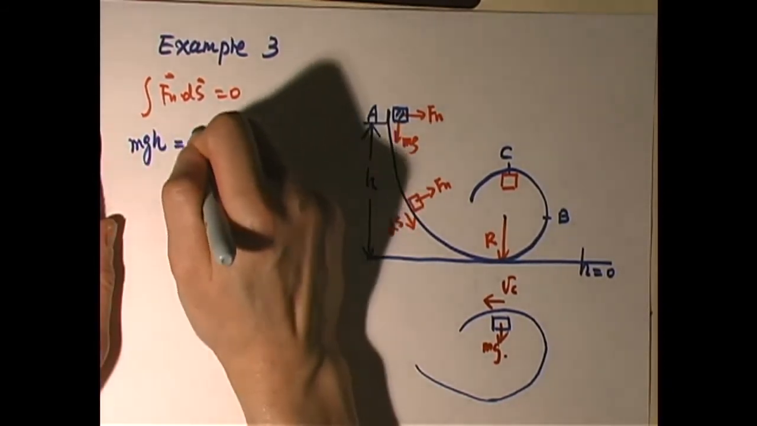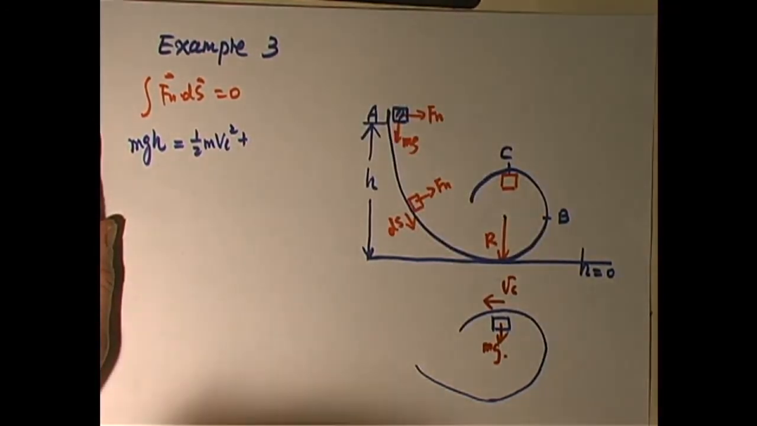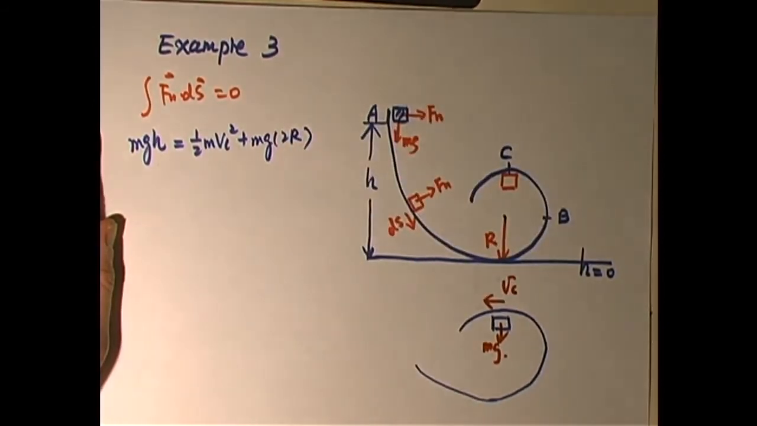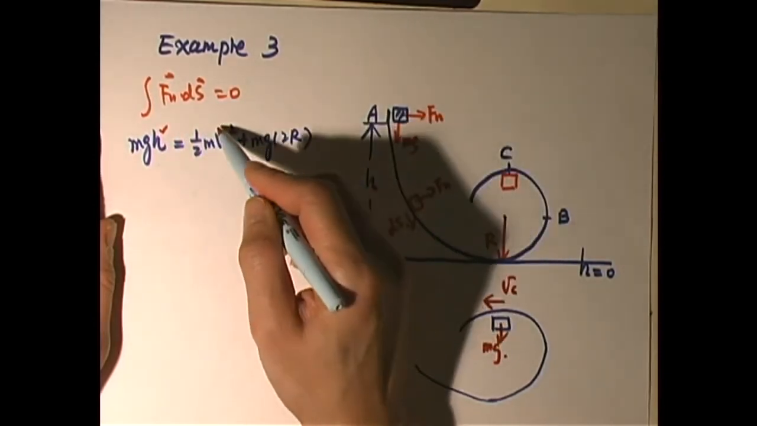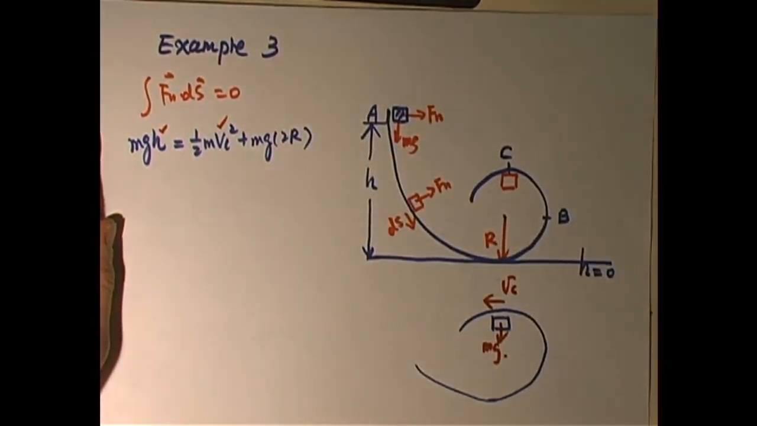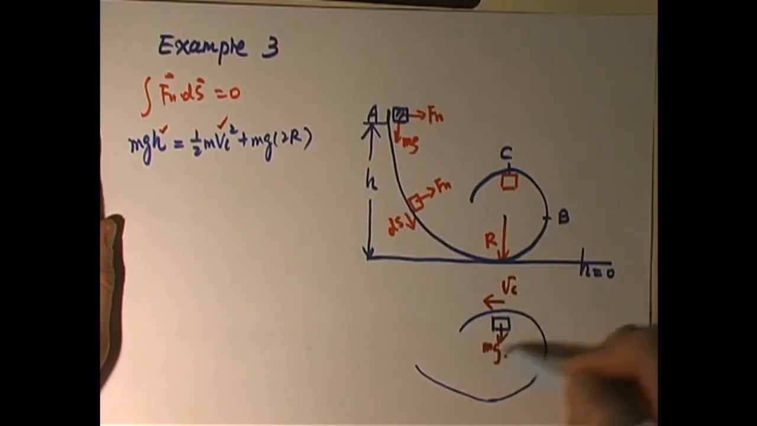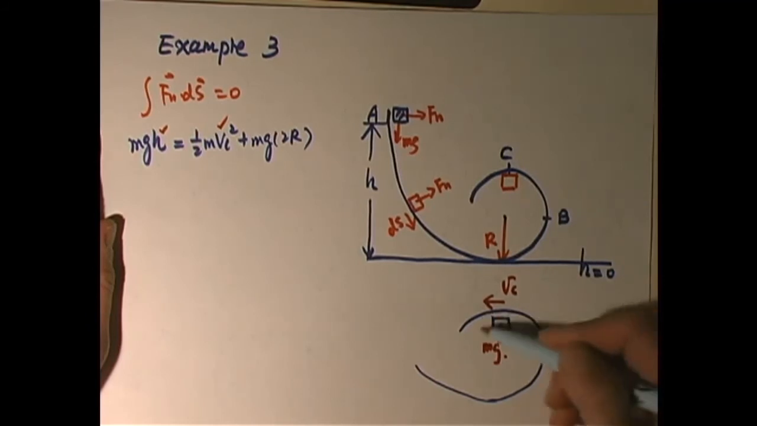At point C, that is 1/2 mvc squared, because the block is moving and has kinetic energy, plus mg of 2r, because point C is 2r above the h equals 0 line. Now this equation has a problem, because the initial h is unknown and vc is unknown, so we cannot solve it. But there is a clue: the block at point C does circular motion, and it virtually loses contact with the track.